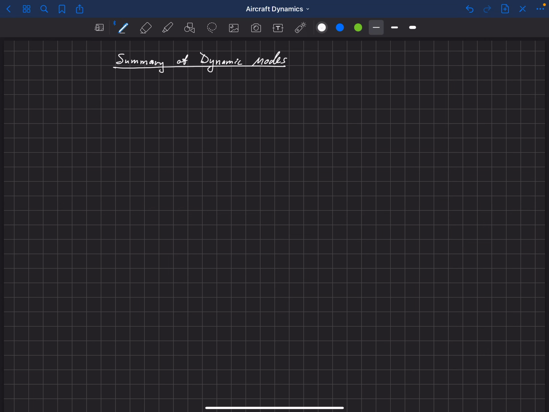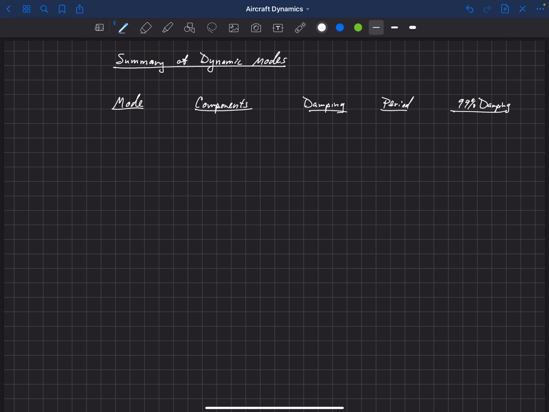So we've learned a lot of things about different dynamic modes that a typical aircraft experiences. And we're going to take a minute here and summarize what we've learned about these dynamic modes. So we're going to list out the modes here and talk about the components, as well as the damping and the period, and finally 99% damping or doubling time, as the case may be.